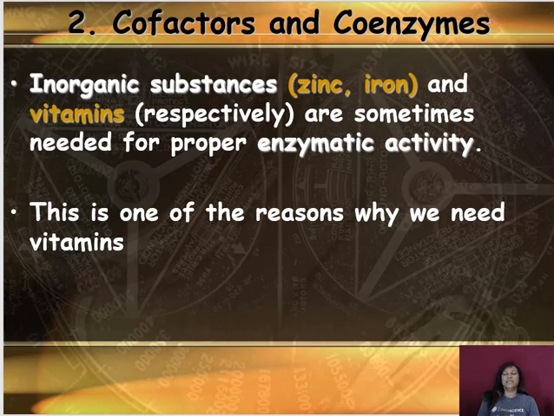Let's look at cofactors and coenzymes. Inorganic substances such as zinc and iron, and also vitamins, are sometimes needed for proper enzymatic activity. So they're called cofactors, right? And this is one of the reasons why we need vitamins, because some of our enzymes actually need to have these vitamin cofactors in order to work properly.